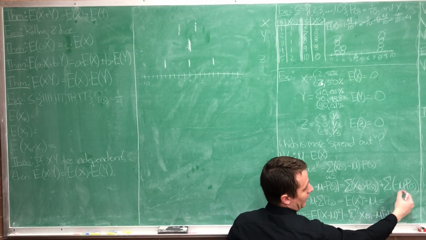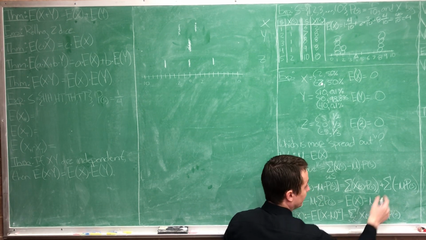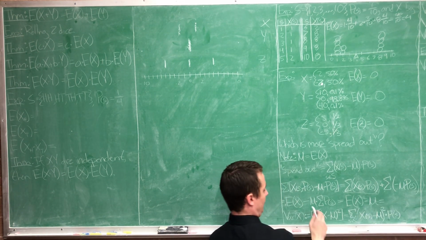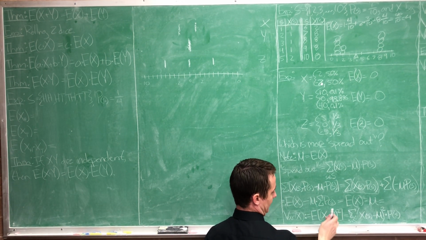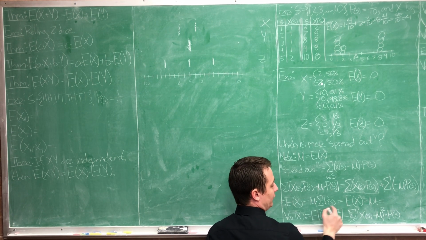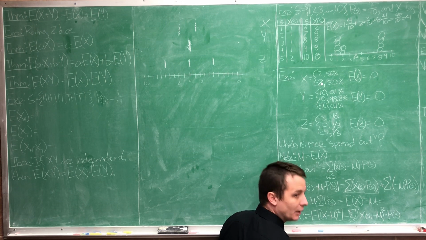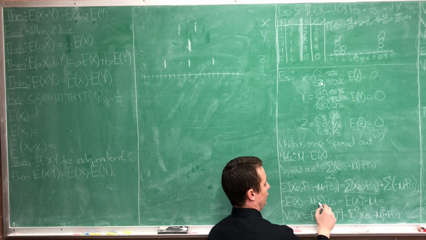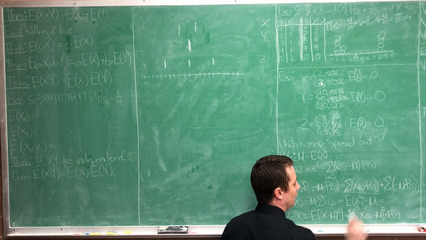Now, for this sum over here, I'm just going to factor the negative mu out of each of these terms, because negative mu is just a constant. So here's my negative mu factored out, and we're adding up all the p of s's now. What is the sum of all our probabilities? 1. If you add up all the probabilities in your probability function, you always get 1. So it's e of x minus mu times 1, or e of x minus mu.